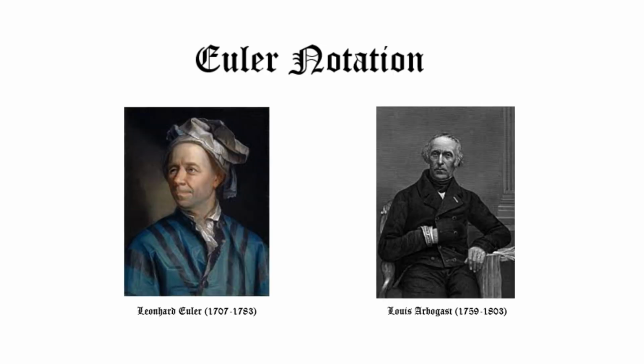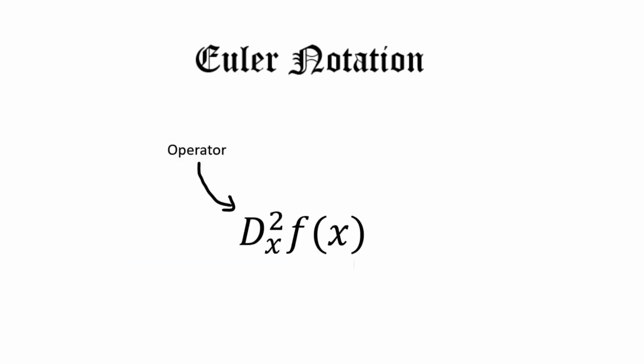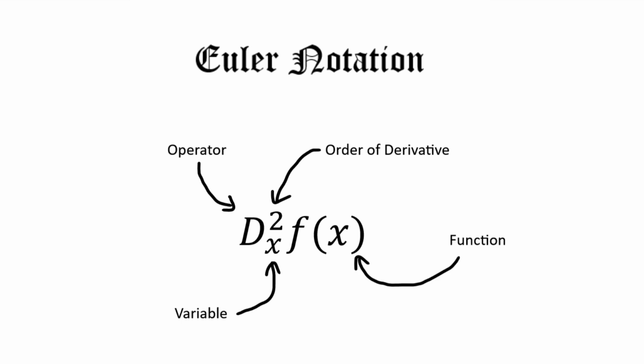Another common notation is Euler notation. This system, actually invented by Louis Arbogast, uses the capital letter D as an operator to show the derivative. The order of the derivative is then written in superscript above the D, while the variable is written below. Right after the D, the function being differentiated is written.